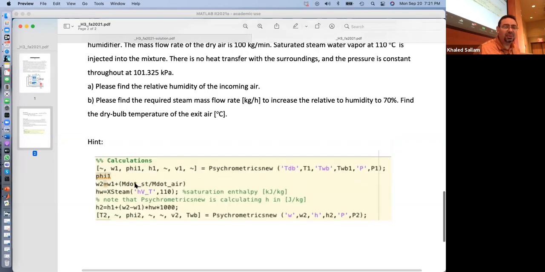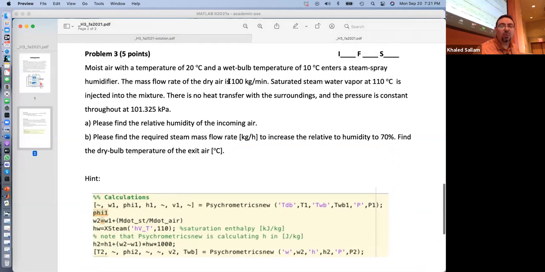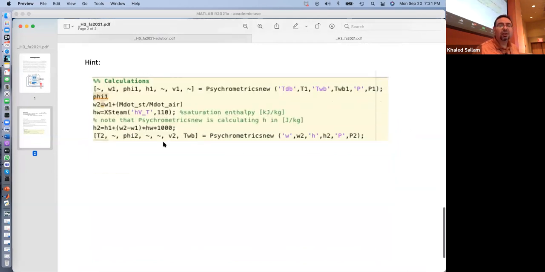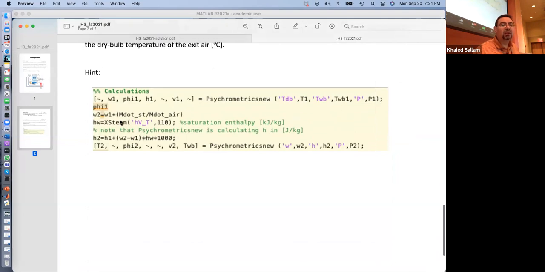So what was the problem statement? He wants to know how much m dot steam to get you to 70%, right? So this problem is doing what? Knowing m dot steam, he calculates phi2. So what should I do then?